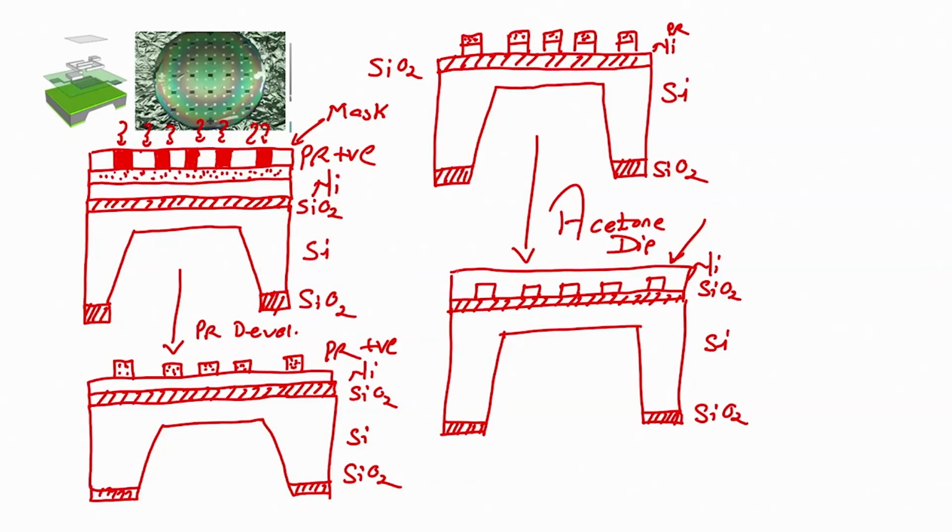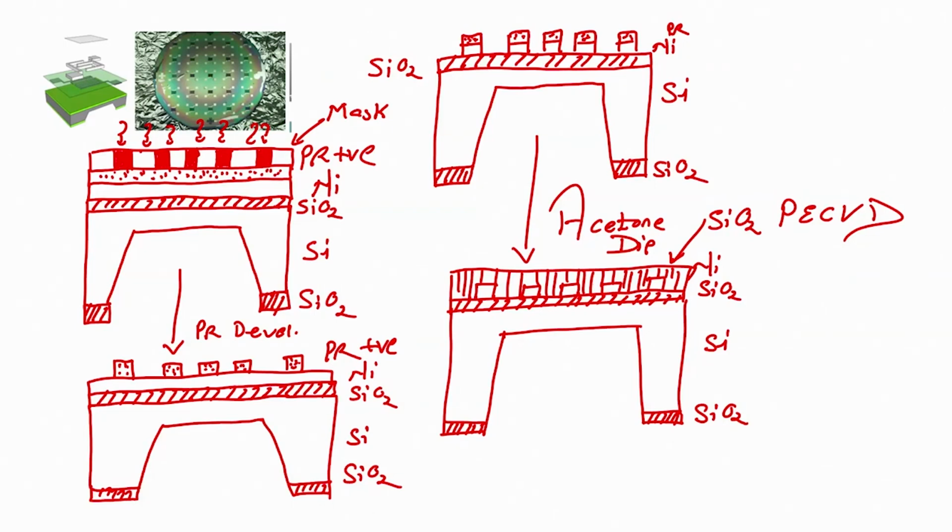So, let me draw silicon dioxide with vertical lines like this. We have actually grown silicon dioxide with the help of PECVD. We will see in the chemical vapor deposition section why plasma enhanced chemical vapor deposition is used to grow silicon dioxide. So, silicon dioxide we are growing.